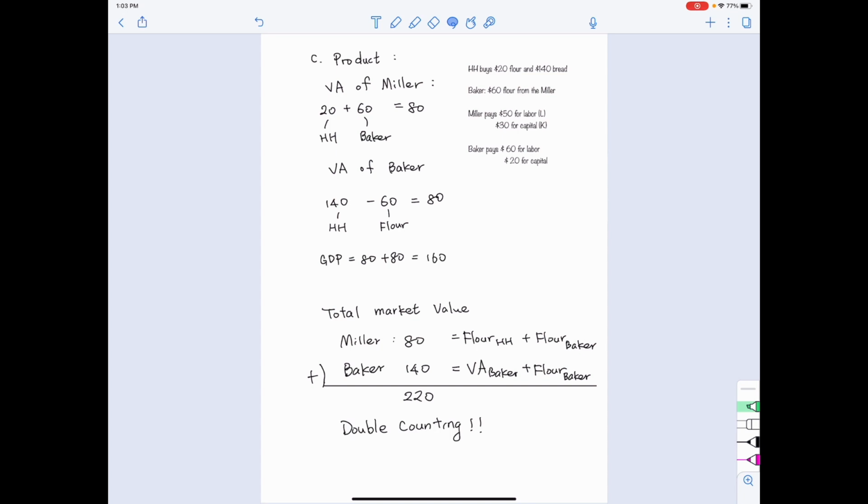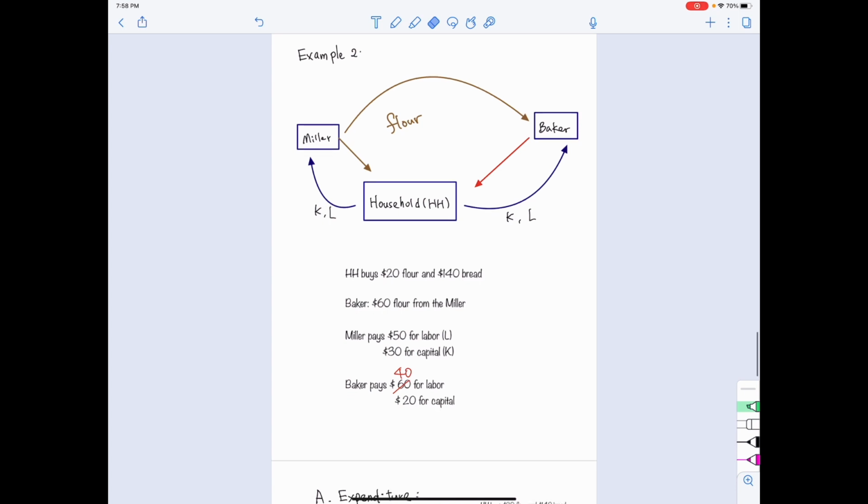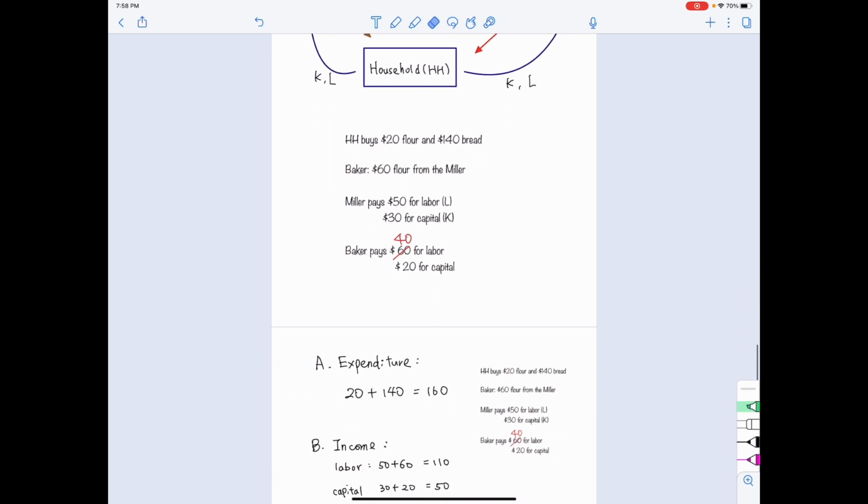So this completes the computation of GDP using the three approaches, looking at the first example. Now, let's look at the second example. The second example is very similar to the first one, except that the payment to the labor for the baker has now changed from 60 to 40. We want to see how that will affect the way we compute the GDP. So now let's look at how to compute the GDP using the expenditure approach.